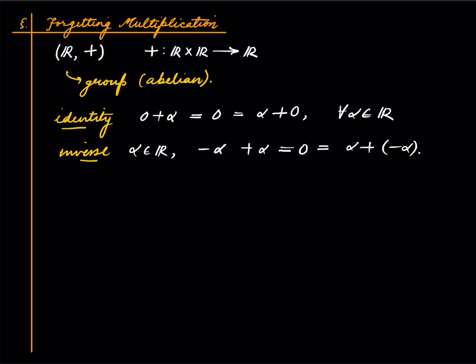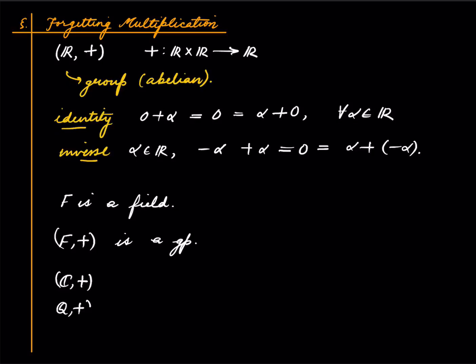In fact, more generally, if F is any field, then you forget about the multiplication, and this is a group for the same reason as for R. So in particular, if you take the complex numbers, then this is a group. If you take rationals, then this is a group. You take finite fields, again you get groups, etc. But we haven't discussed finite fields yet. Alright, that is one way to derive groups from fields.